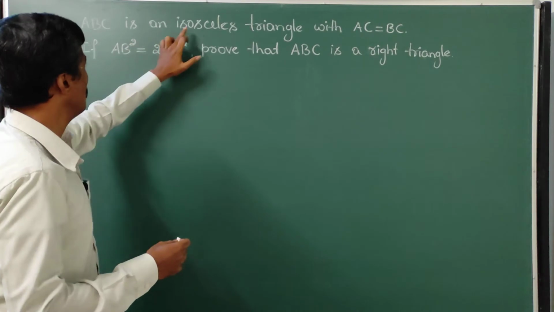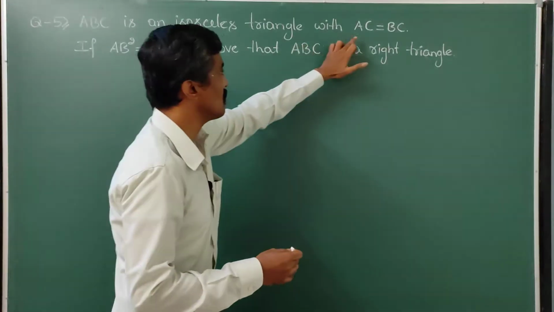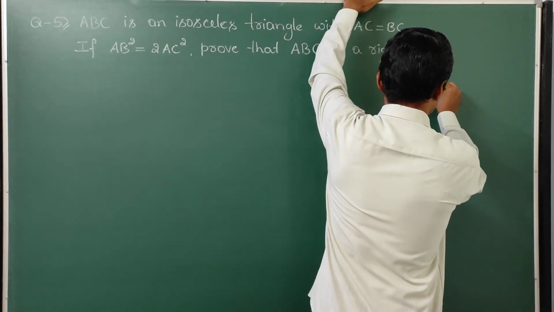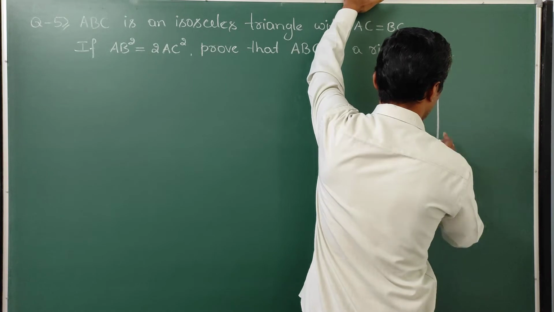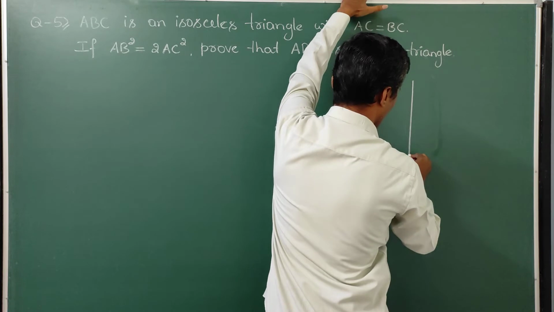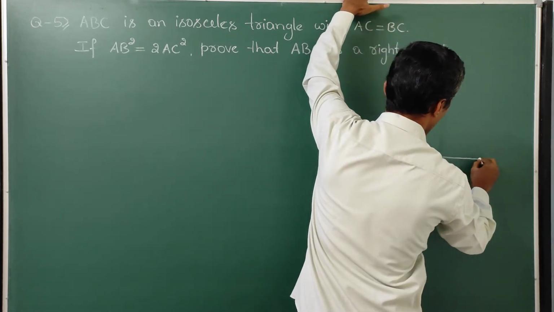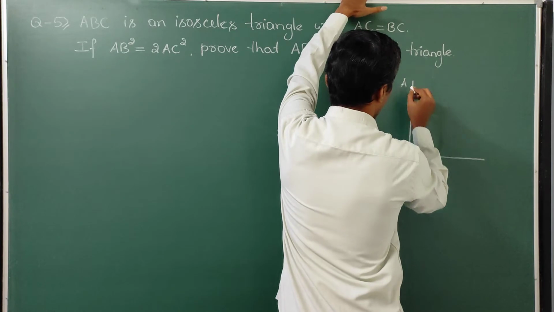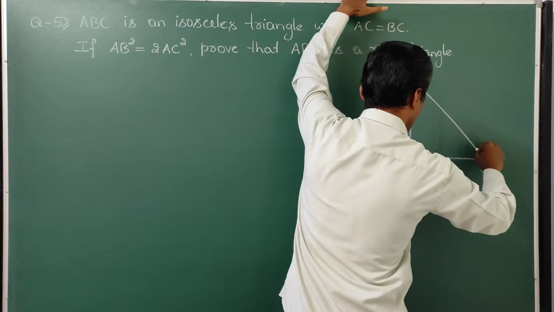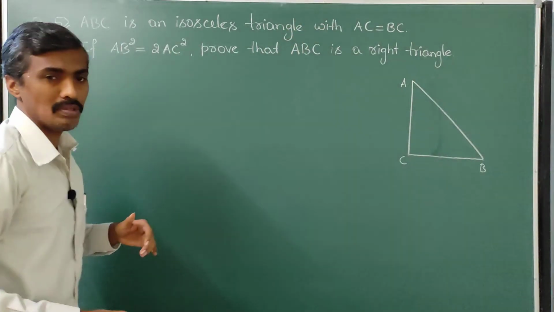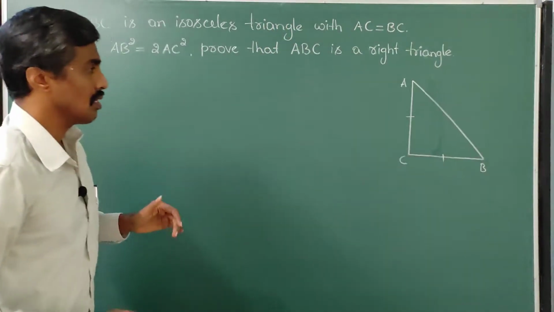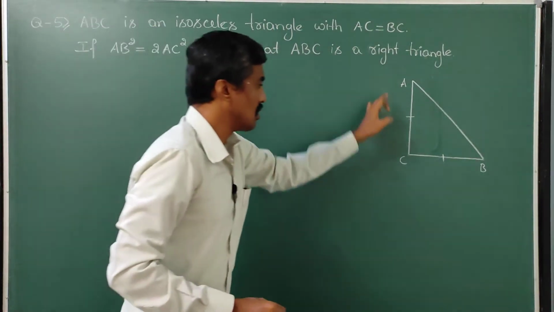So given, here ABC is an isosceles triangle with AC equal to BC. Let me draw a triangle ABC with AC equal to BC. AC and BC are equal. So join AB. So we got ABC is a triangle with AC equal to BC. Let me mark. Okay. So now we have to prove that ABC is a right angle triangle.